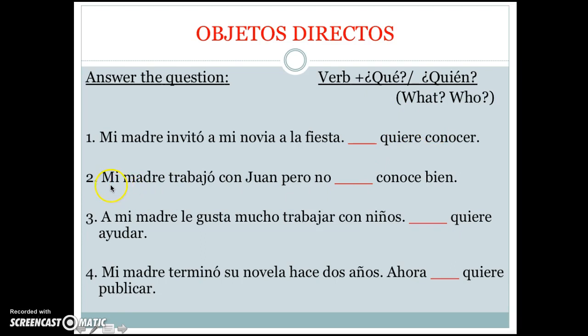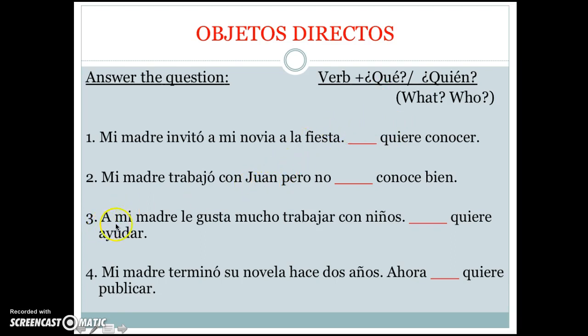El número 2, mi madre trabajó con Juan, pero no blank conoce bien. You go to the verb, you ask the question, she worked with who? She didn't know who well? Well, we have the answer here, Juan. So, lo conoce bien. No lo conoce bien. She didn't know him well. Direct object pronoun, not la this time because Juan is masculino.